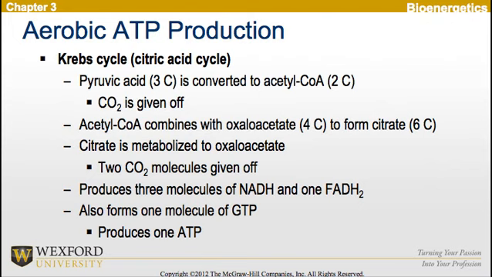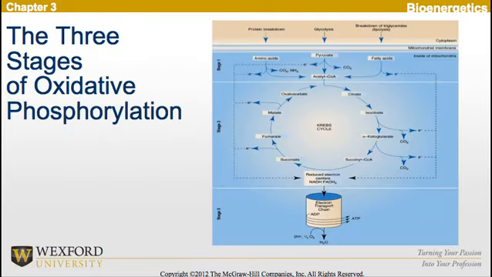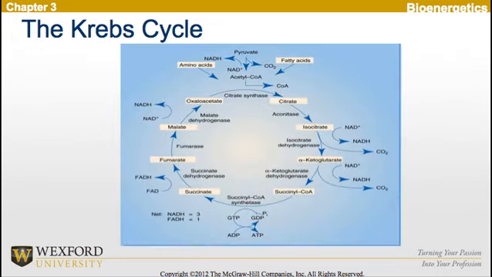This produces 3 molecules of NADH and 1 FADH2. It also produces 1 molecule of GTP, which ultimately produces 1 ATP. The diagram below can show the 3 stages of the oxidative phosphorylation. Here is a further detailed diagram of the Krebs cycle.